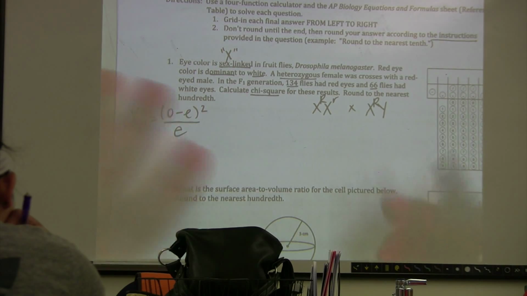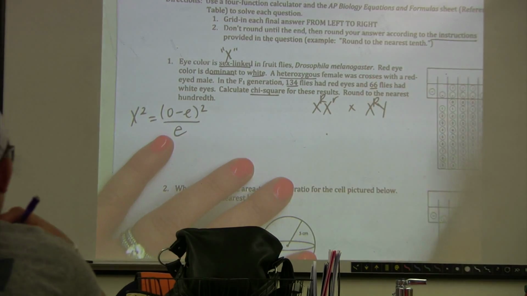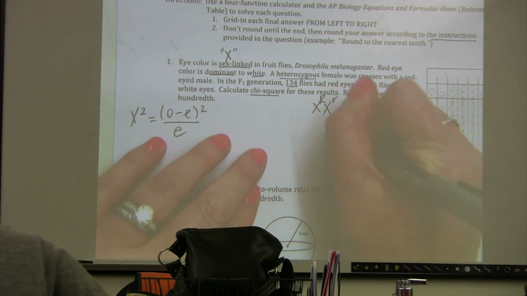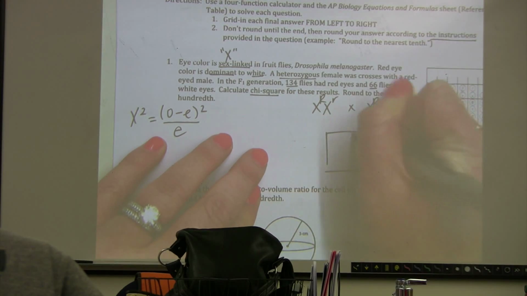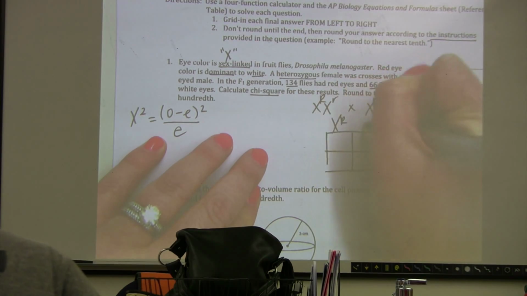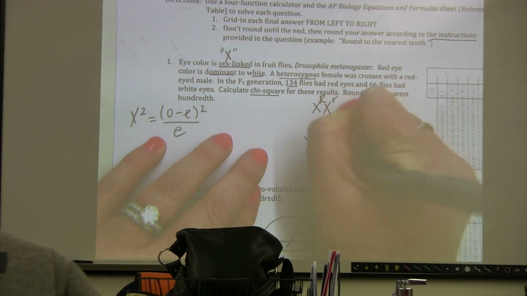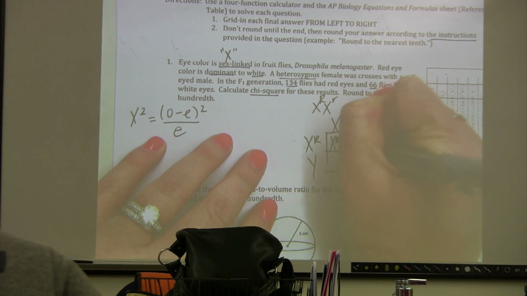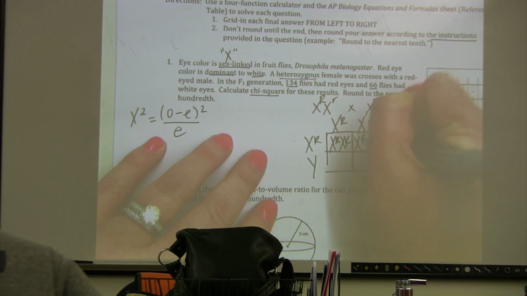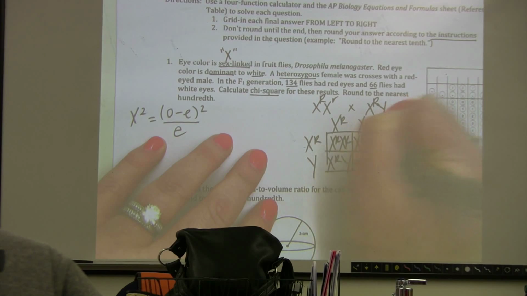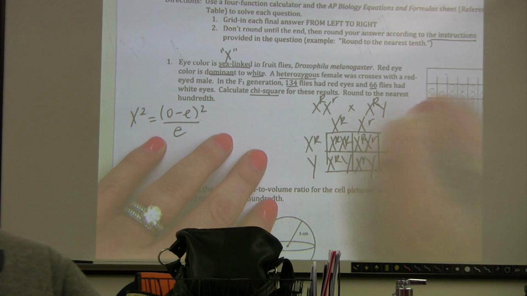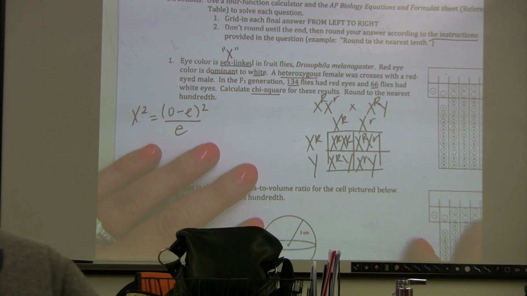So the first thing we're going to do is this Punnett square, because it wants to know about the F1 generation. So we're going to cross X big R, X little r with X big R, Y. Big R big R, big R little r, big R Y, little r Y. Okay, you got this?